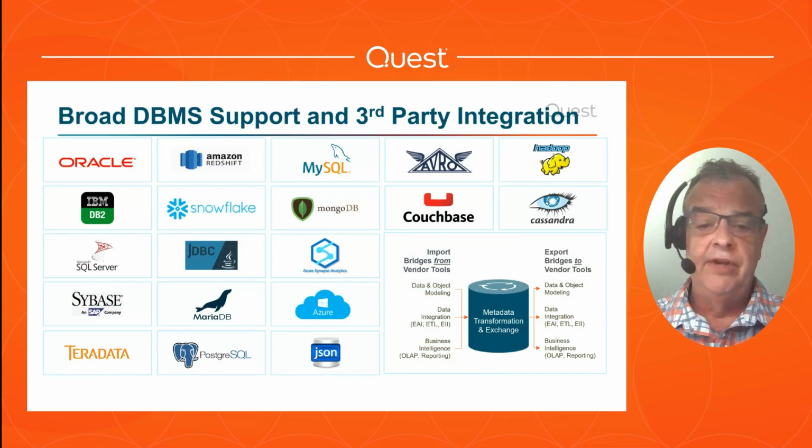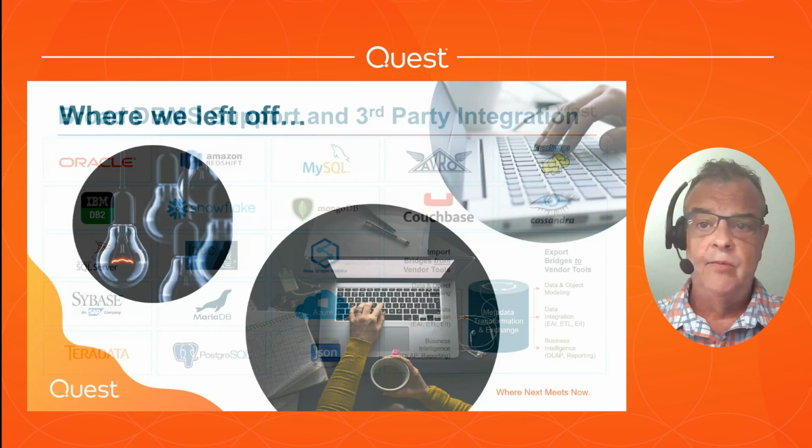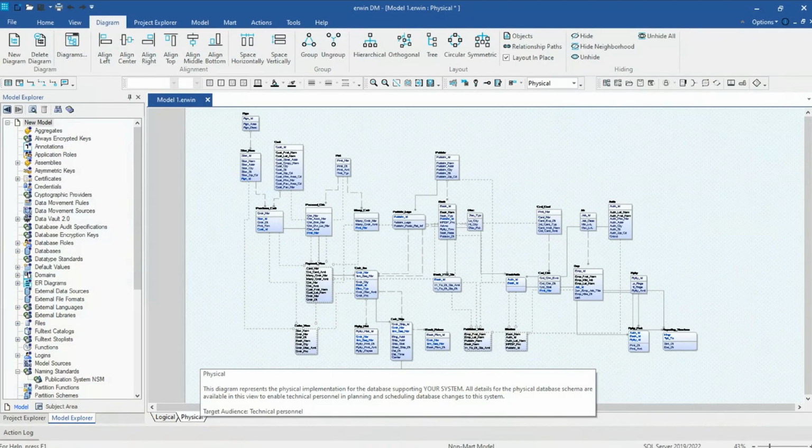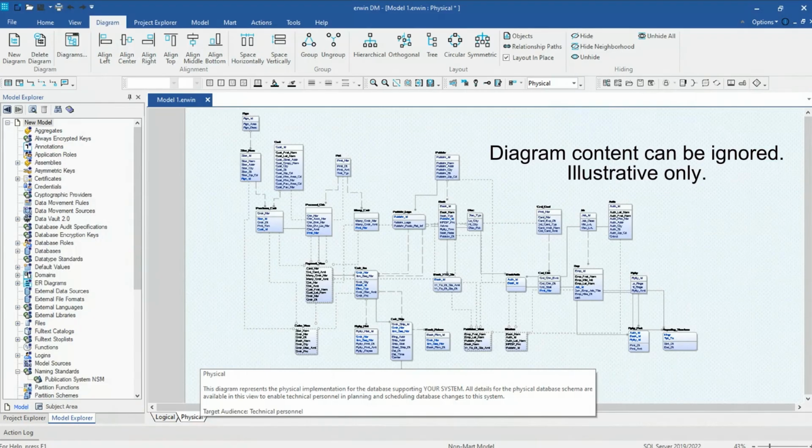All right, one more picture here, just again to give you an idea as to what we cover. And now we're back to the future here. So where we left off. So far we have built a logical physical data model by reverse engineering a SQL database, and now we have the ability to create a data dictionary.